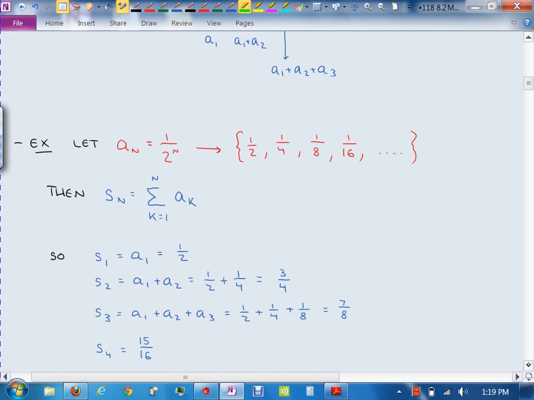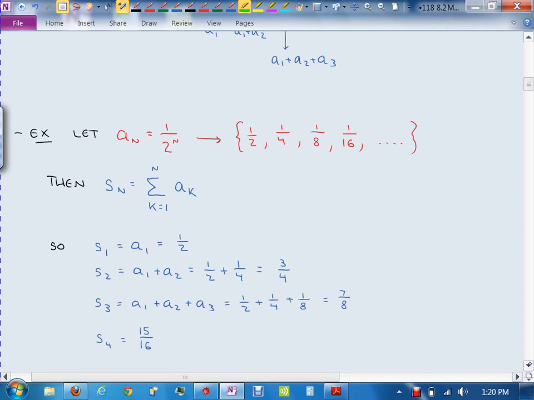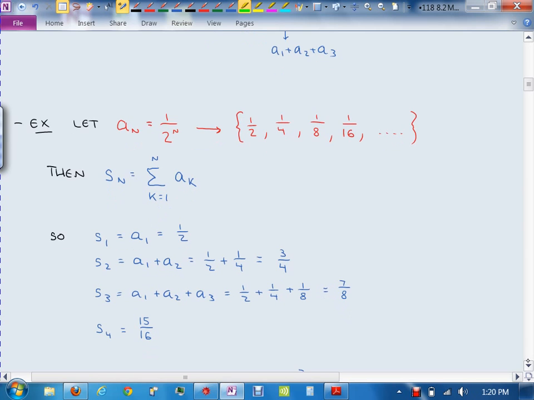So I started to list out these values. S sub 1 is just the first guy, which is 1/2. S sub 2 is the 1/2 plus the next guy, which is 1/4. Add these two together, you get 3/4, right? S sub 3, add those 3 together, 1/2 plus 1/4 plus 1/8, you get 7/8. You'd have to get a common denominator there and everything, right? S sub 4 would be the first 4 added together. And then I could keep going, couldn't I? What do you think the question is going to be here?